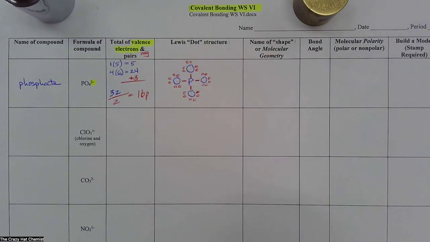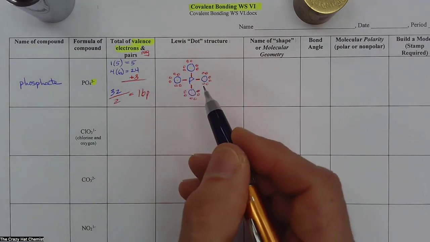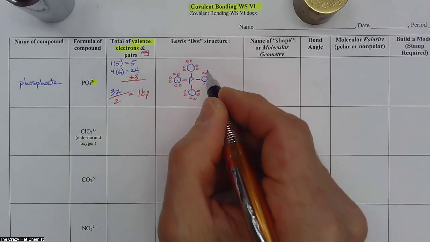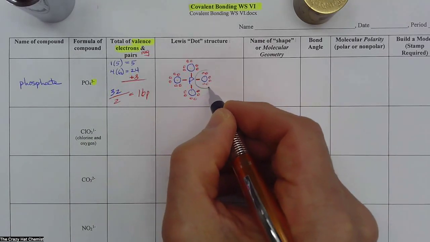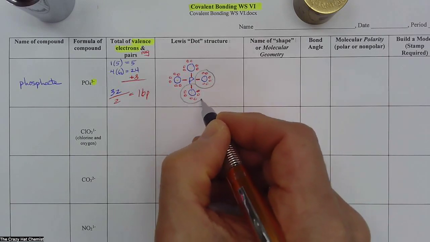Now we're going to verify the octet and duet rule as appropriate. The octet rule is going to apply. The duet rule does not apply today. Why does the duet rule not apply today? Because we do not have a hydrogen on this phosphate molecule. So I'm going to circle this. Are there 2, 4, 6, 8? That's the octet rule. That is correct.